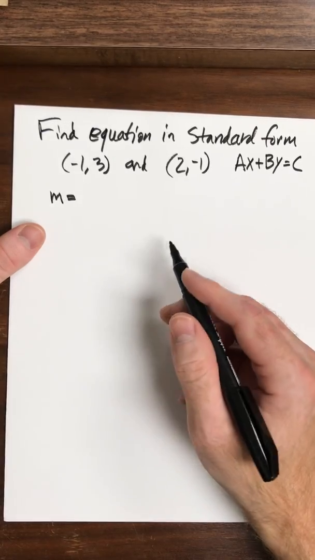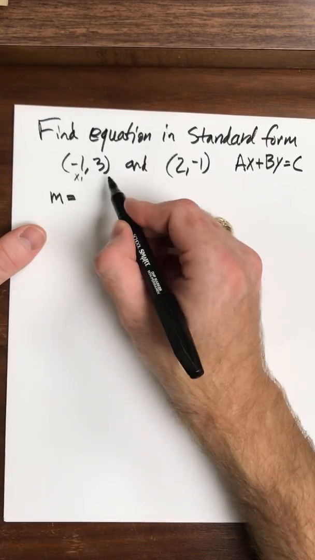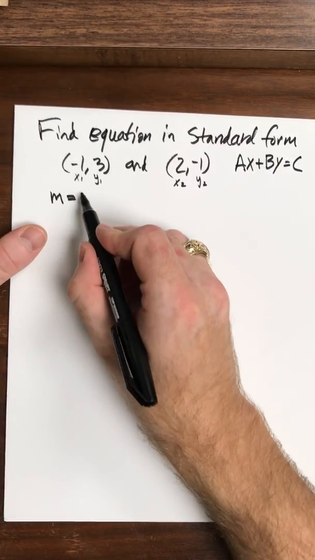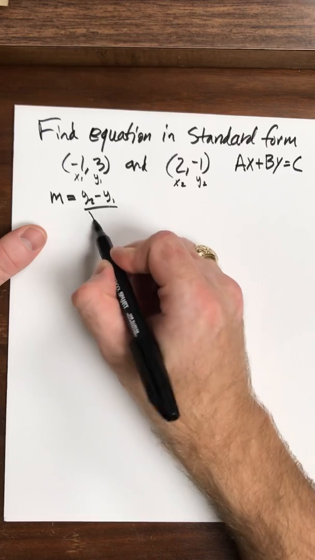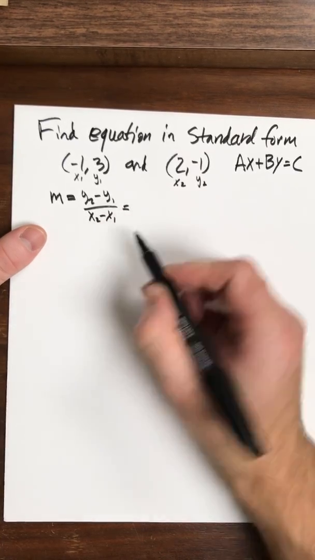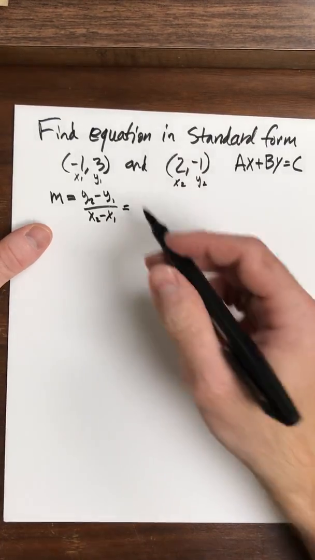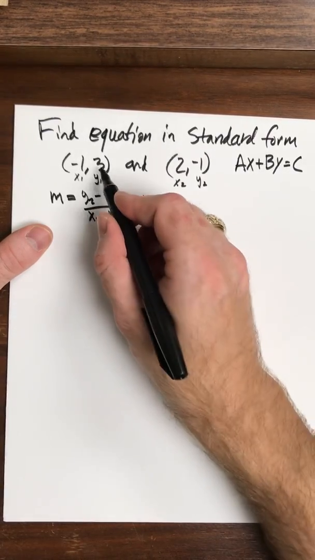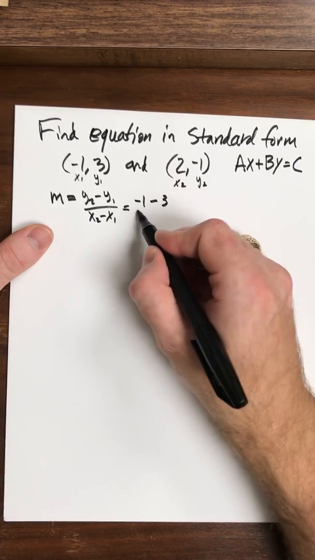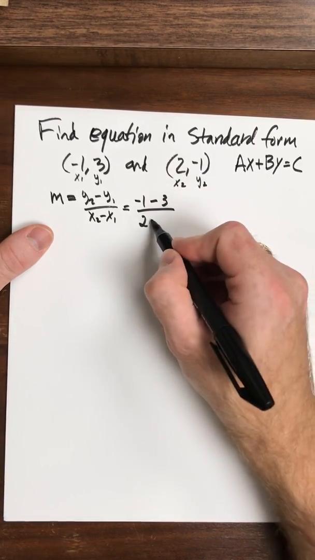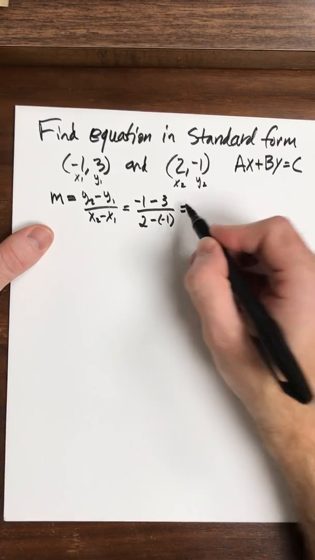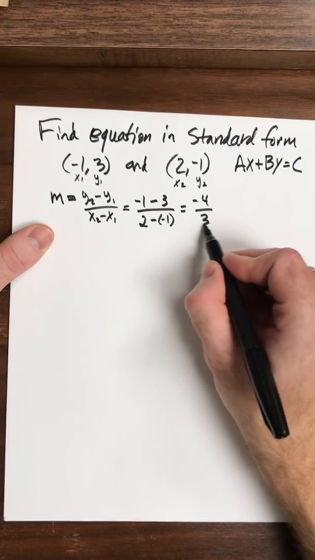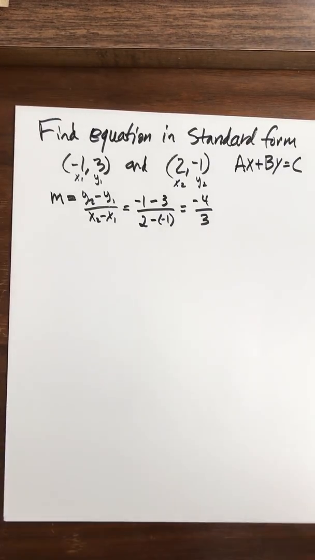So the slope m. Well, if I label my points x1, y1, x2, y2, it's y2 minus y1 over x2 minus x1. This is my slope formula, which you'll have on your formula sheet. I plug in my points, -1, then -3 over 2 minus a -1. So this gives me -4 on top, negative and negative make a positive on bottom. So 2 plus 1 is 3.